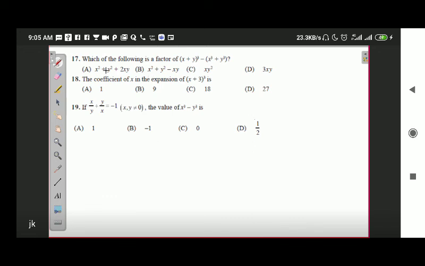Question number 17. Which of the following is a factor of (x plus y) whole cube minus (x cube plus y cube)? Okay. So first of all, I will simplify the expression. After that, we will determine the factors. So (x plus y) whole cube will be x cube plus y cube plus 3x square y. Let's take the other formula, 3xy(x plus y). I'm taking this formula because we have to just determine the factors, not simplify the answers.